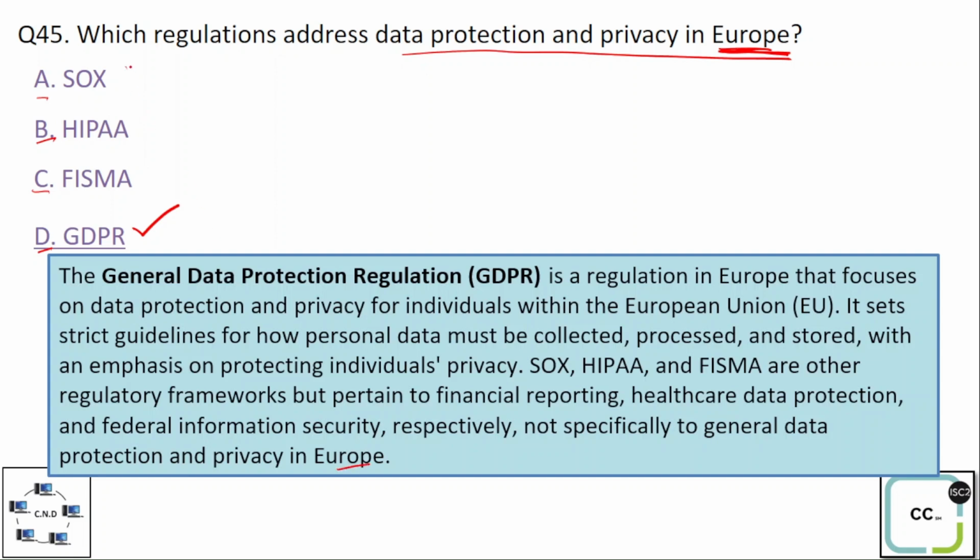So these laws are basically applicable in USA. HIPAA is for healthcare, or PHI, that is patients' healthcare information. SOX is for financial information protection, and FISMA is Federal Information Security Management Act. So while the GDPR is the only regulation that is applied inside Europe for their citizen data protection and privacy.